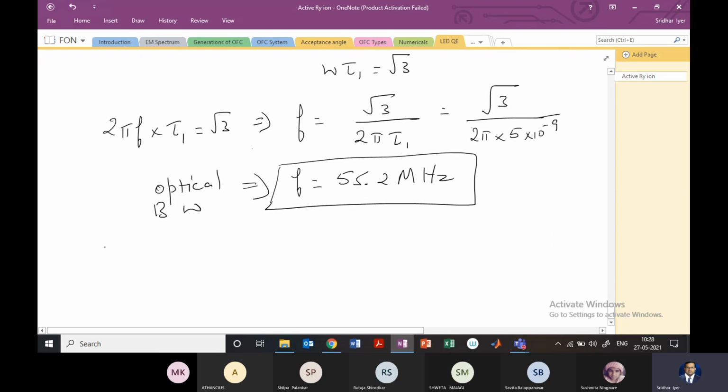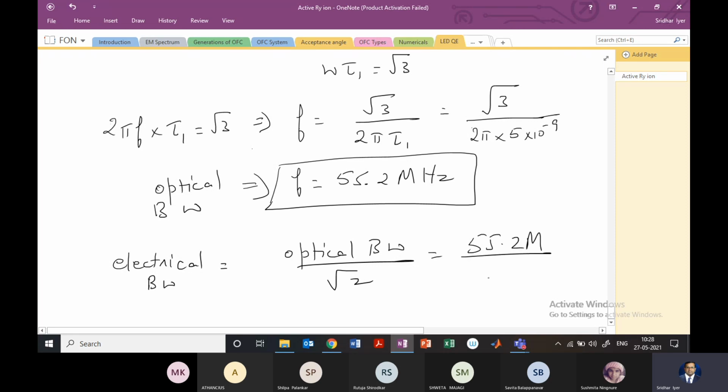So this frequency here is nothing but the optical bandwidth, right? And we have seen the relation between optical and electrical bandwidth, right? The electrical bandwidth is 1 by root 2 times the optical bandwidth. So if I have to calculate the electrical bandwidth, it will be the optical bandwidth divided by root 2. So this will be 55.2 megahertz divided by root 2, right? And that answer is 39 megahertz.